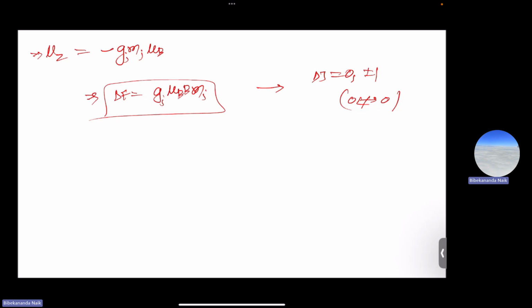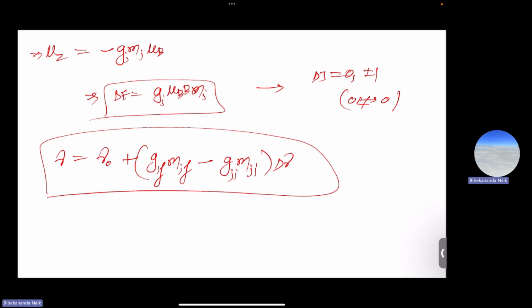Accordingly, they will be split into different lines, and we will get nu equals nu 0 plus gJ final MJ final minus gJ initial MJ initial times delta nu. So this will be the shift in the energy level or shift in the spectra. Similarly, there is another effect which is called the Paschen-Back effect.